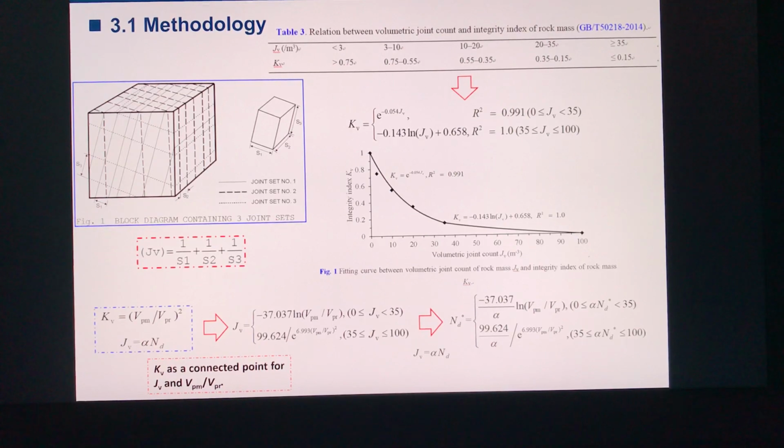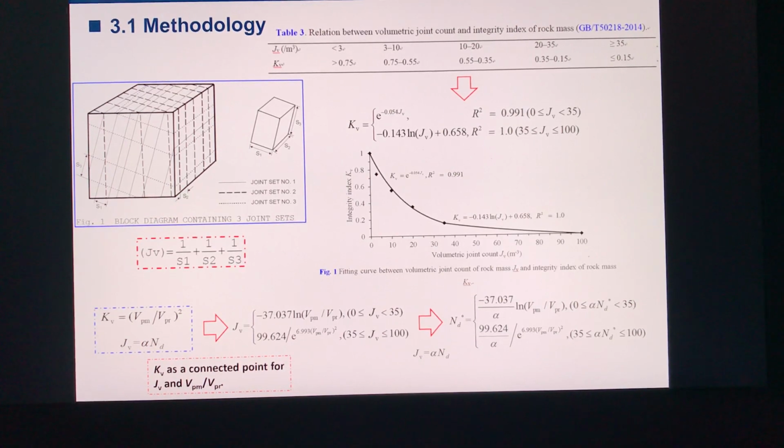From the Chinese national standard, we can find the relationship between the cubic joint count of rock mass and the integrity index of rock masses, wherein the cubic joint count JV is defined as the sum of the joints within a rock mass within 1 cubic meter, and the KV is a ratio between the P-wave propagation velocity of rock mass and the P-wave propagation velocity of entire rocks.